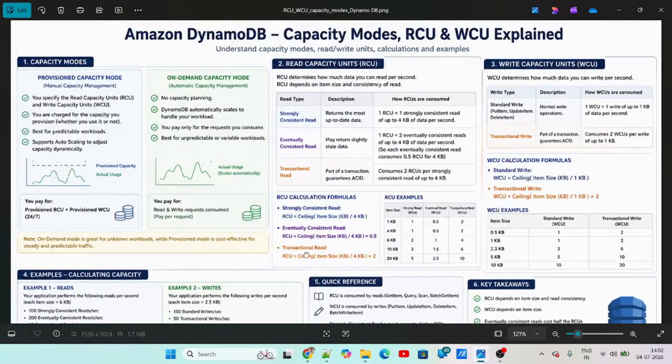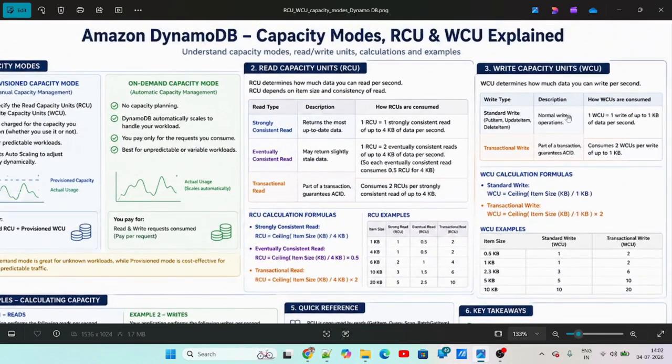And moving on to the write capacity. So how much data you can write per second? This is for write, and it has two types. One is standard write and transaction write, where standard write consumes up to 2 WCUs. So it will be double.